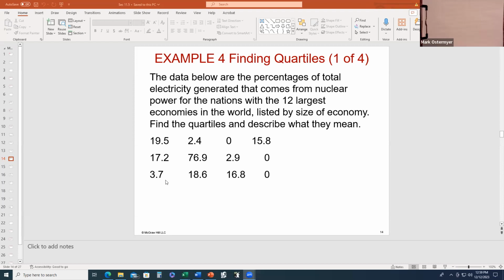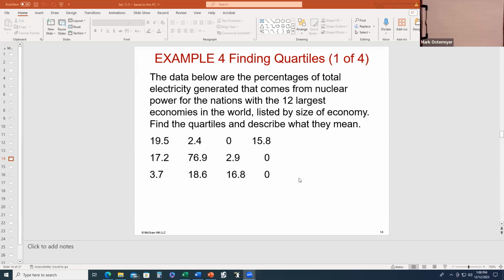Another country generated only 2.4% of the total nuclear energy generated globally. And a couple of countries here generated 0%. So apparently they had other means for producing power, maybe hydroelectric or wind power or solar power, things like that, or fossil fuel, burning coal at a power plant instead of nuclear power. All right. So do we understand what these numbers represent? Now we want to try to find the quartiles of this data set.